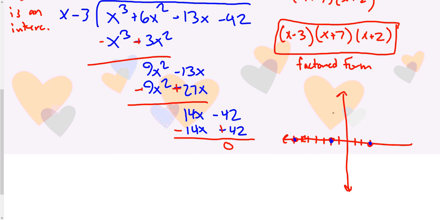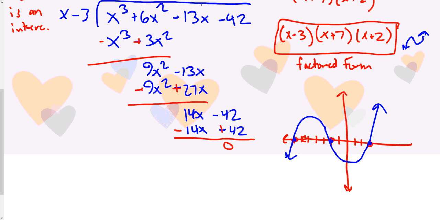Now, what kind of graph is it? Positive odd. So positive odd, it's going to have that kind of shape to it. So it's going to go down and up through the intercepts like this. Kind of like that.